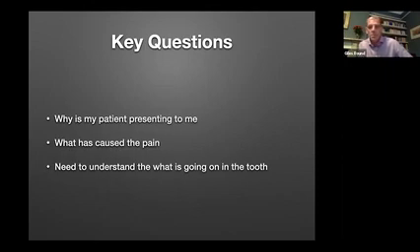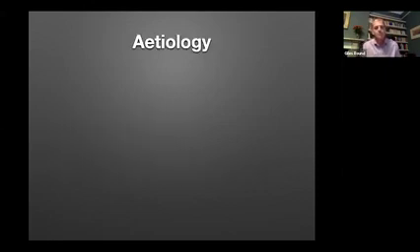What has caused the pain that they're in? And we need to understand what's happened inside the tooth. Is it an inflammatory pain? Is it an infection-based pain? And this can change our management approach. And we're going to discuss that quite a lot in a bit more detail. So we're going to talk now about the etiology of it.